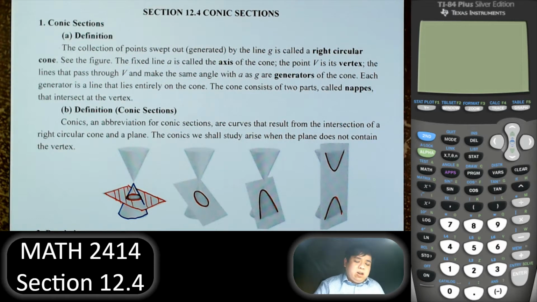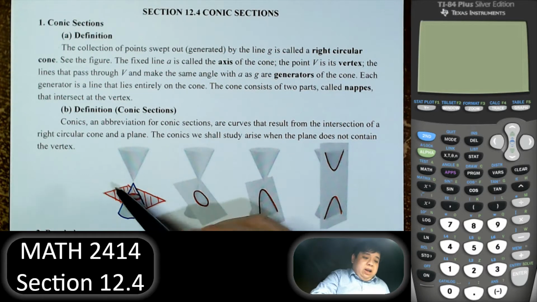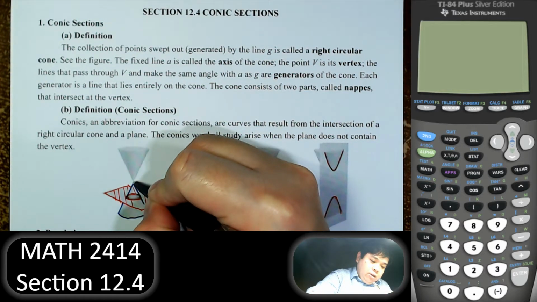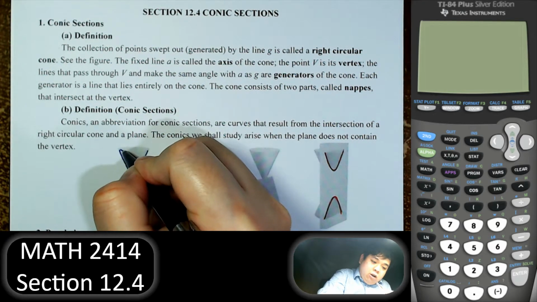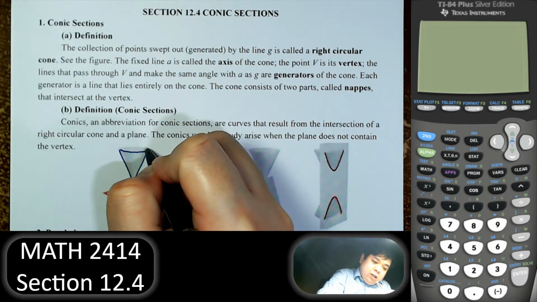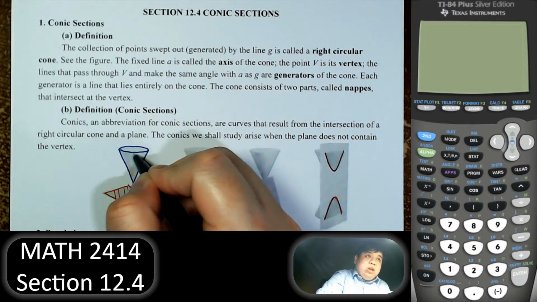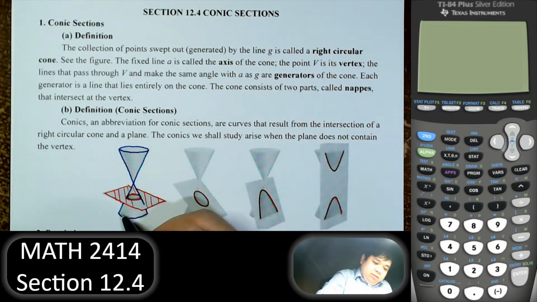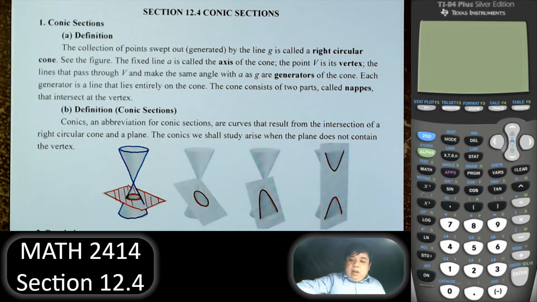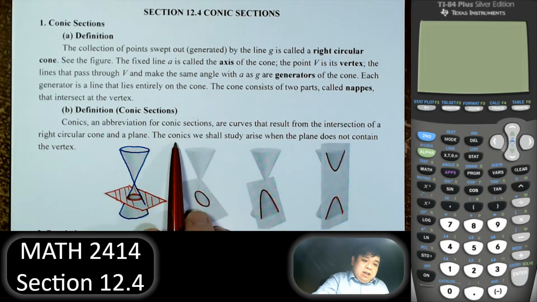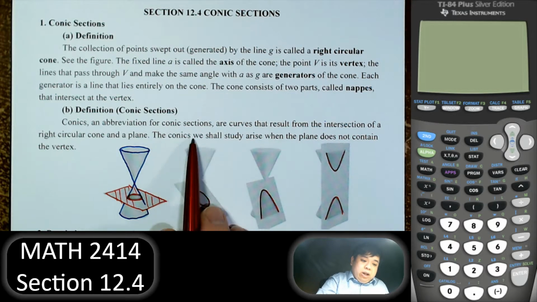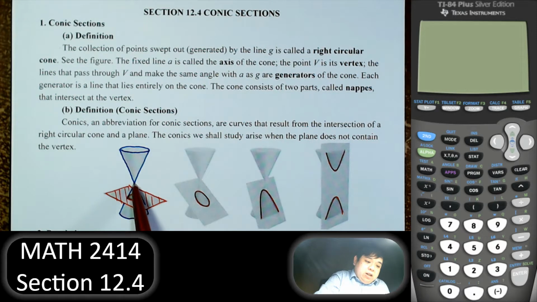So, conic section. What we have is a double cone. So the cone, this is just the surface of the cone. We're not talking about the interior of the cone. So there's no interior. So I have the cone, and then we will have a plane intersecting that. And in this case, the conics that we study do not contain the vertex of the double cone.